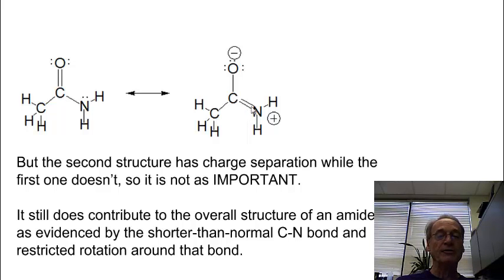Also, it turns out that there is restricted rotation around the carbon-nitrogen bond. As you know, single bonds can rotate freely, double bonds cannot rotate. It turns out that in amides, there is restricted rotation around that carbon-nitrogen bond, and that's because it has some double bond character as represented by this resonance structure.